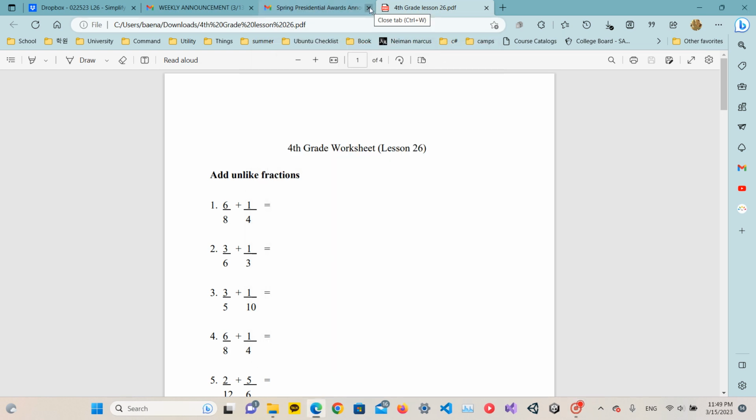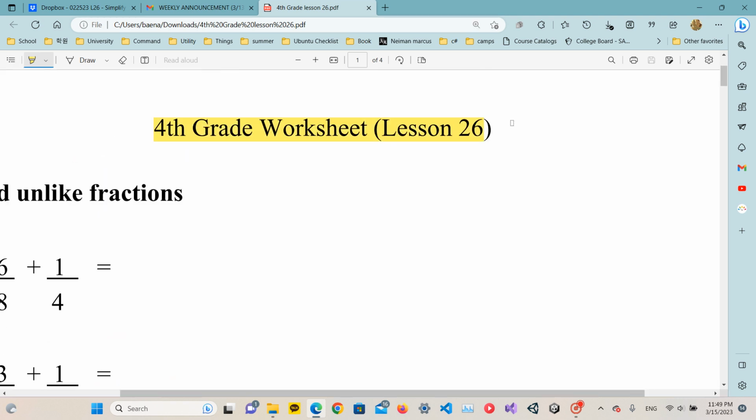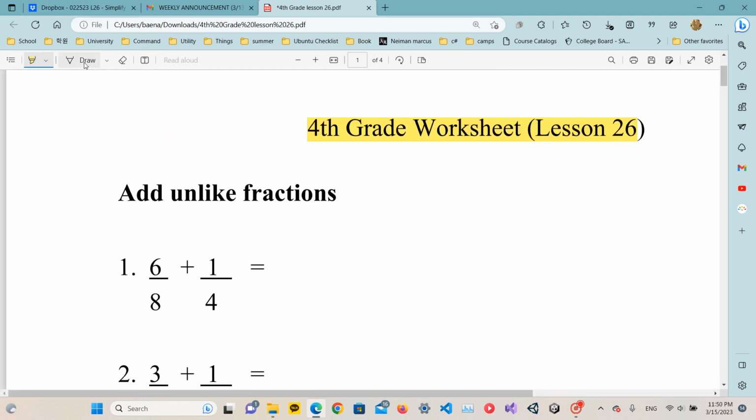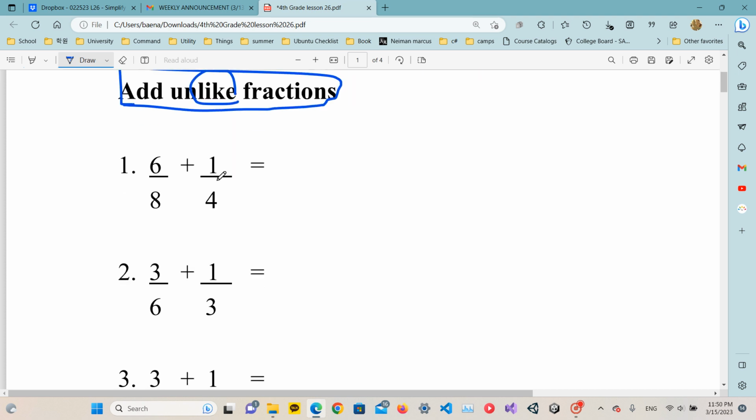Hello, this is a fourth grade worksheet and we'll go over these questions. So the first section is just adding fractions. It says unlike fractions, but that literally just means that your denominators are not the same.